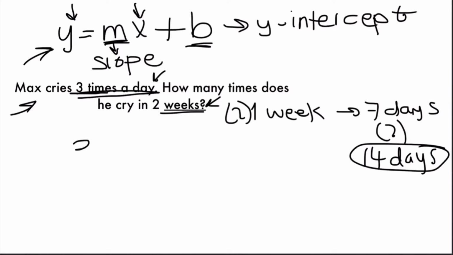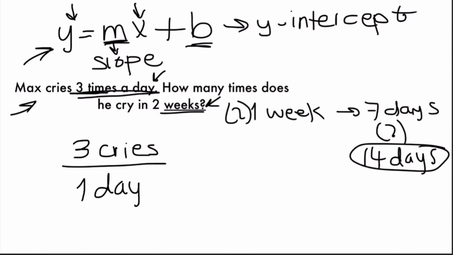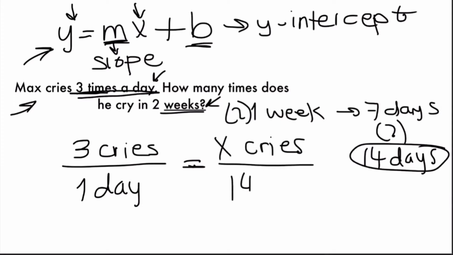So they said 3 cries in 1 day. How many times does he cry? We don't know how many times he cries, so I'm just going to put x cries in 14 days. And it's going to be the same ratio. This represents the slope and this represents the slope. So that's why we can set them as equal to each other. And then we're just going to solve for that.